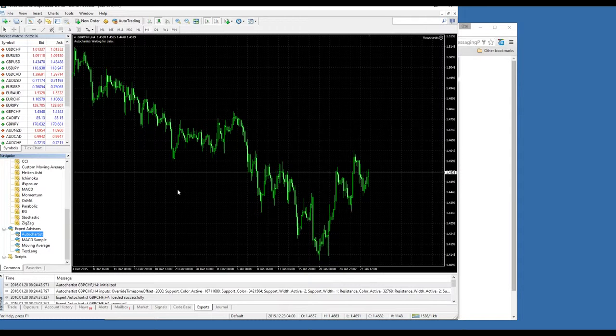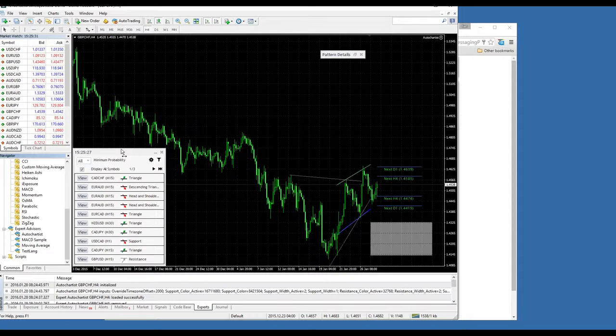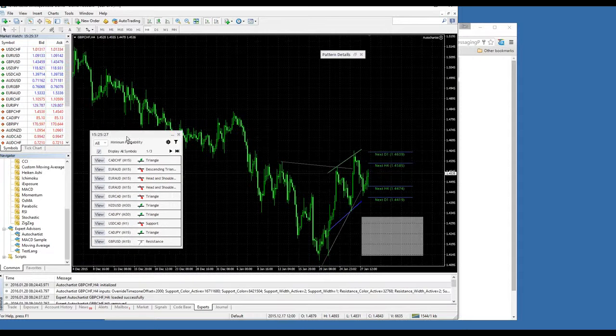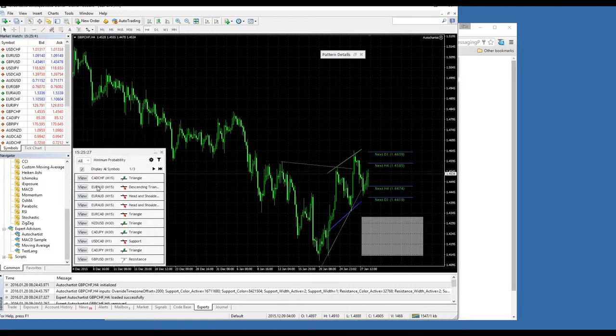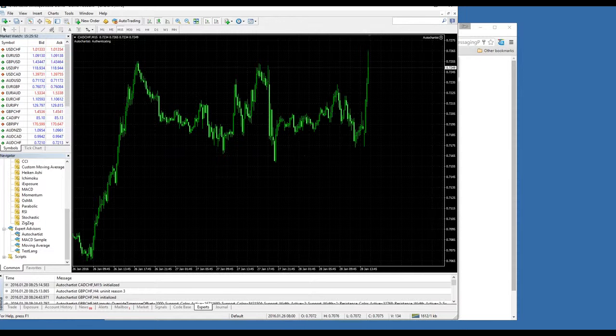Okay, so as you can see, there's this little window that comes up. Here it is, and I'm moving it around right now. There it is, okay. That shows you the same information that the Autochartist web application shows you, just in a more compact way. So if we want to look at this CAD Swiss franc M15 opportunity, we would click it, and it's going to come up now.